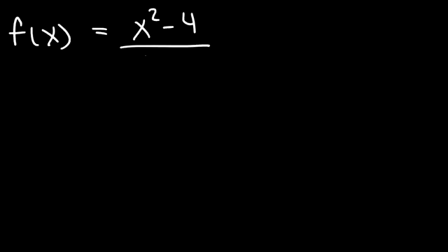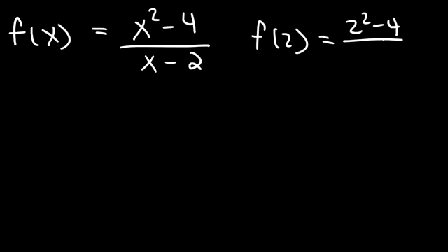Let's say that f of x is x squared minus 4 over x minus 2. What is f of 2? Can we evaluate the function at x equals 2? Well, let's find out. If we plug in 2, 2 squared is 4, 4 minus 4 is 0, and 0 over 0, what is that? Well, we can't figure this out, so that's indeterminate. Therefore, we can't evaluate the function at x equals 2.